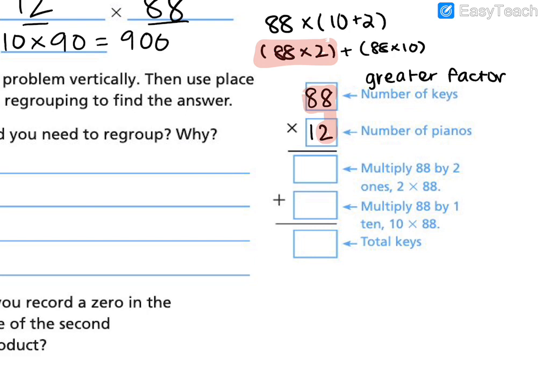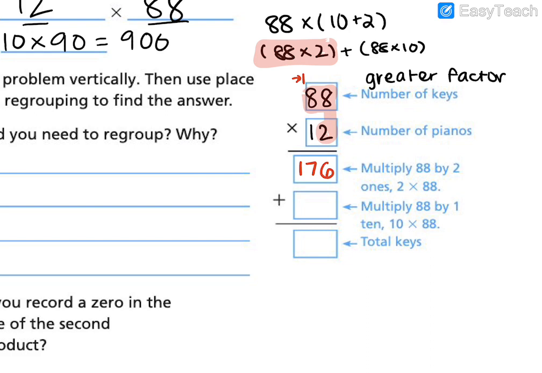All right, so we have 2 times 8 ones is equal to 16 ones. Just like we did when we used standard algorithm before, we need to regroup that 1 as a 10. Okay, so we had 10 ones, now it's 1 ten. And now we'll multiply 2 times 8 tens, which is equal to 16 tens, plus our regrouped ten is equal to 17 tens.